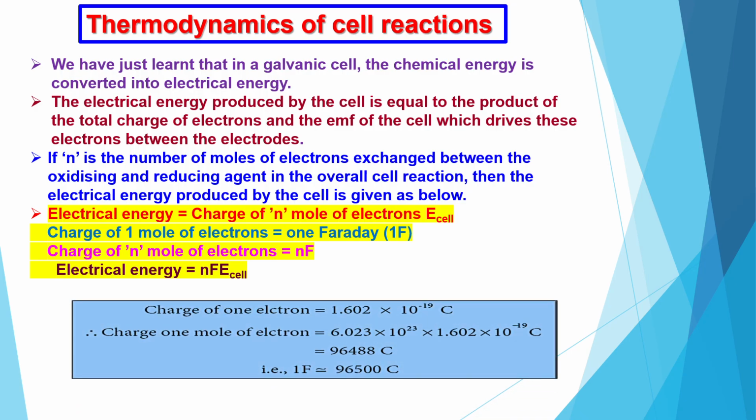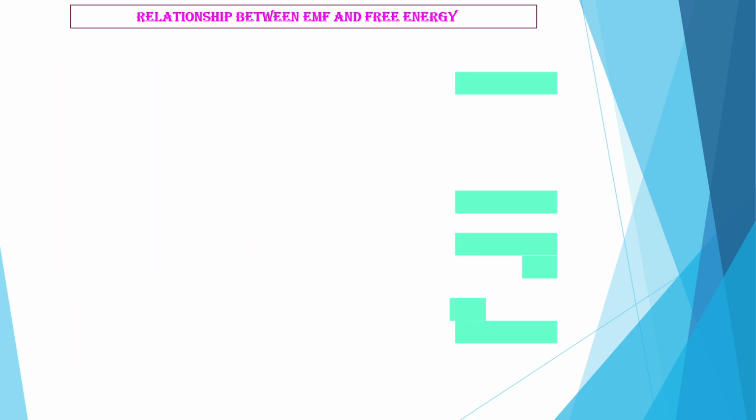Clear? So as we know, the charge of 1 electron is 1.6 into 10 to the power minus 19 coulomb. So the charge of 1 mole electron will be equal to the Avogadro number times that value, which gives 96488 coulomb, and you can take it approximately as 96500 coulomb. That is what is equal to 1 faraday.